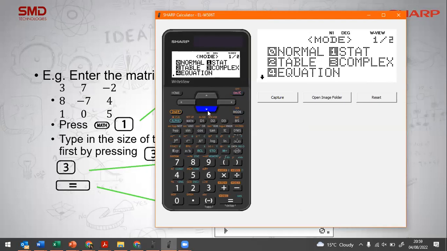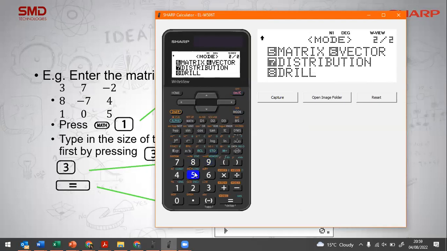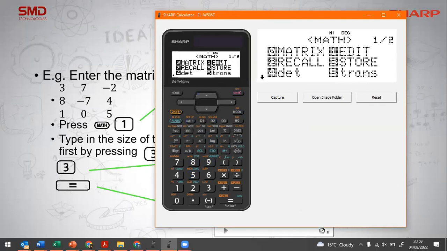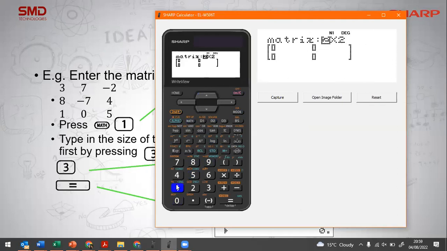We're going to press mode, and then matrix is 5. So we press 5. To access the matrix and to input or edit it, we would press math and we choose 1 for edit. Now you have up to a 4x4 matrix, but I'm just going to do a 2x2 because it will be much easier and faster. Let me put this one in. I'm just going to put random values in.